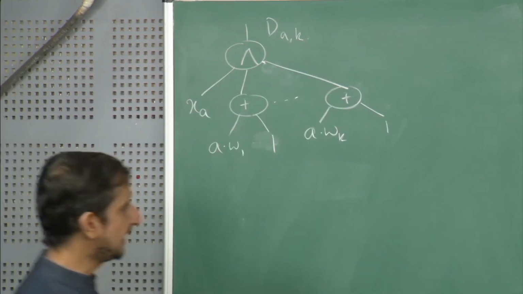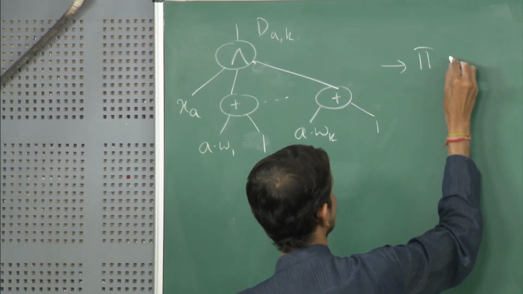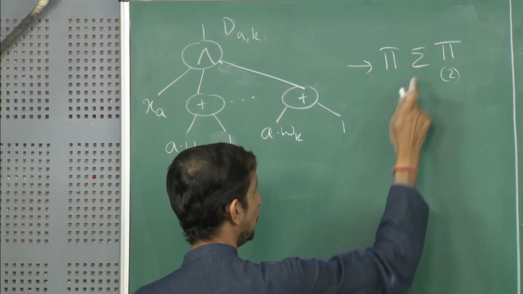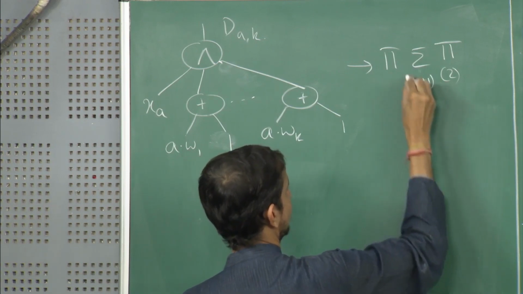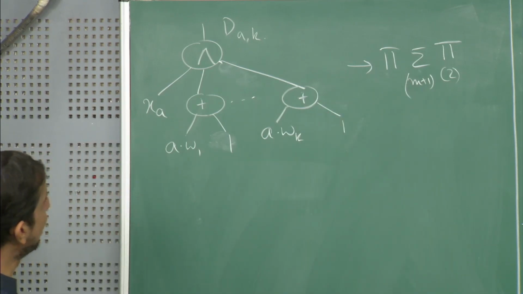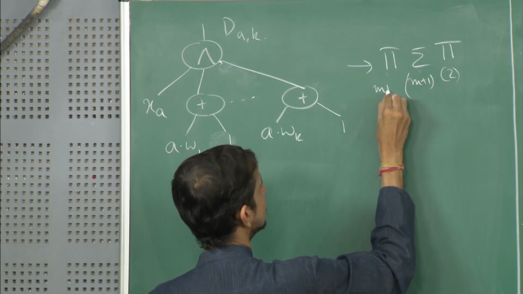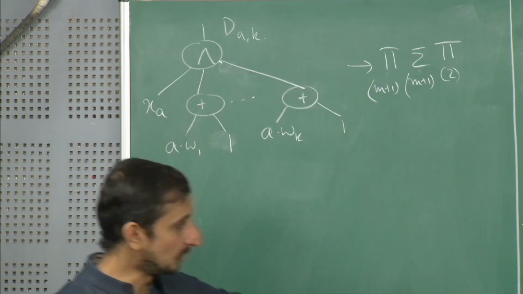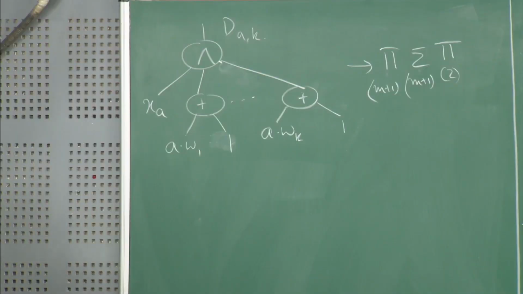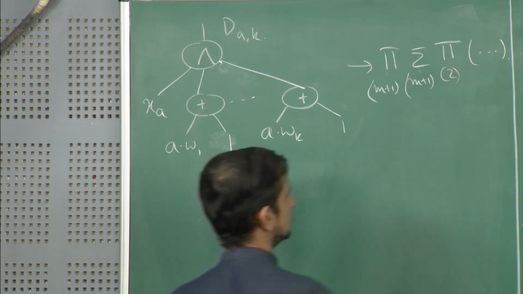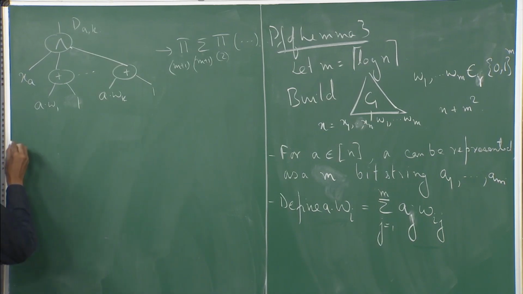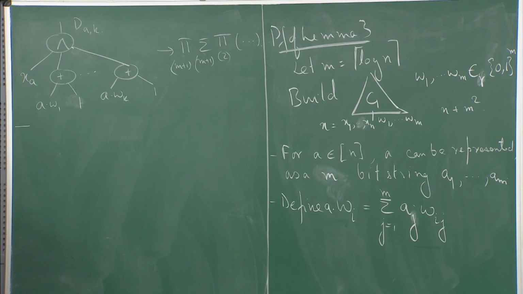So now with this and at the top, what we get is a pi sigma pi circuit. This pi still has fan-in 2. This sigma will now have fan-in m plus 1, because I am adding this extra 1 at the end. And how much is the fan-in for this pi? This will also have fan-in at most m plus 1, because k can go all the way up to m, and I have this extra X_A. So this also has fan-in m plus 1. So this is our D_AK.